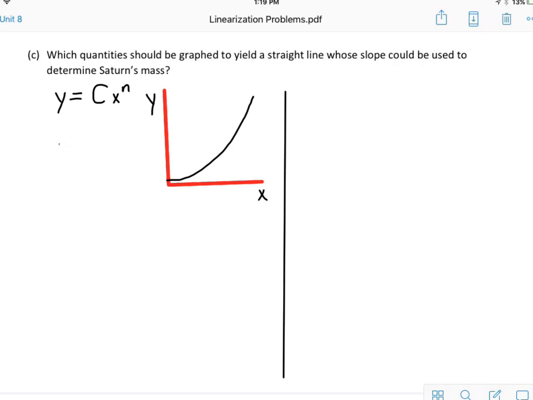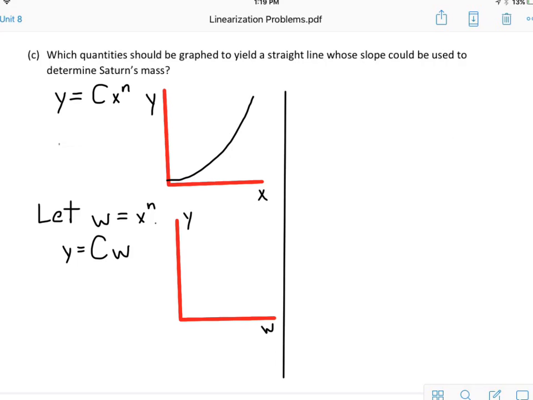So what I would like to do with this function is make it something that would be linear when plotted on a graph. And the way that I do that is I say, okay, let's create a variable w, which is equal to x to the n power. So I can replace x to the n with w, and now I have y equals c times w, and we know that if we plot y versus w, we are going to get a straight line, just like that. In addition, the slope of that line is going to equal this constant c. So we can actually use linearization to determine this constant c when we have a relationship between y and x to some power. And the idea of letting w equal x to some power is the idea of linearization. We are changing this graph into a line.